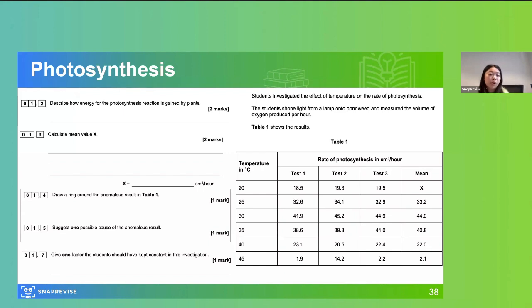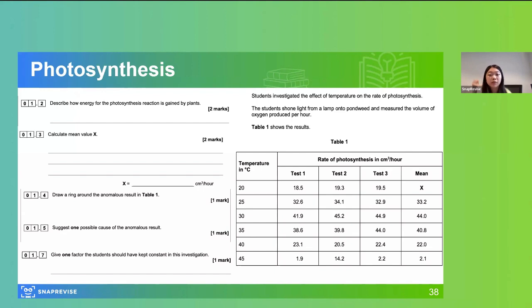So the third one, draw a ring around the anomalous result. Now in this question, when they ask you for anomalous results, the only thing you need to look at is what is sticking out. What doesn't match the others? So let's have a look. 20 looks pretty similar. 25 looks pretty similar. Same with 30, same with 35, same with 40. When we get to 45, we see it's 1.9, 2.2, and 14.2. So I immediately think that is the anomaly. That doesn't make any sense. It doesn't match any of these values. I'm going to circle 14.2.